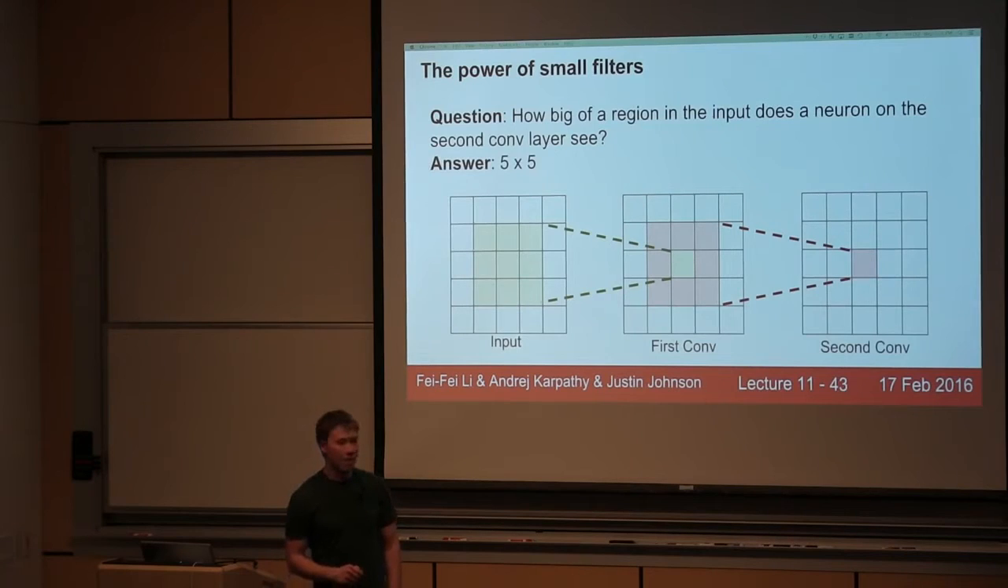But this is a 5x5, and it's pretty easy to see from this diagram why. This neuron after the second layer is looking at this entire volume in the intermediate layer. So in particular, this pixel in the intermediate layer is looking at this 3x3 region in the input. So when you look at all 3 of these, then this neuron in the third layer is actually looking at this entire 5x5 volume in the input.